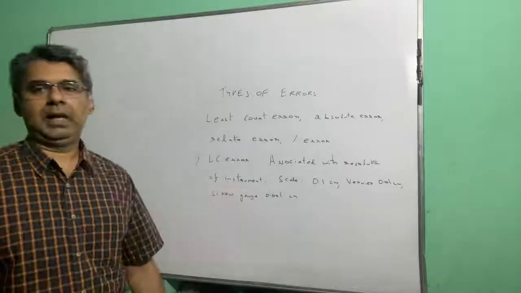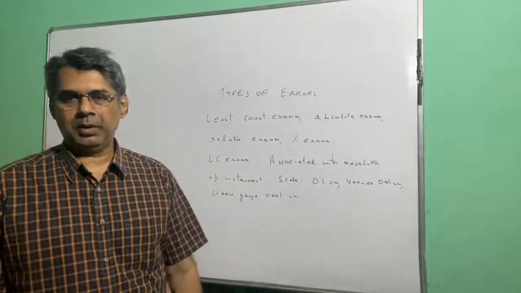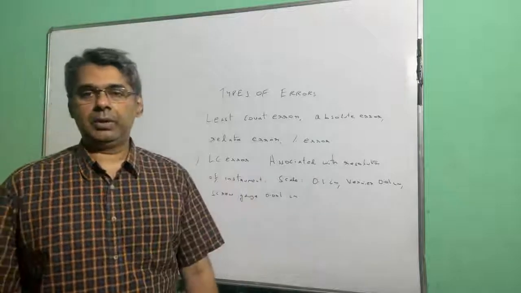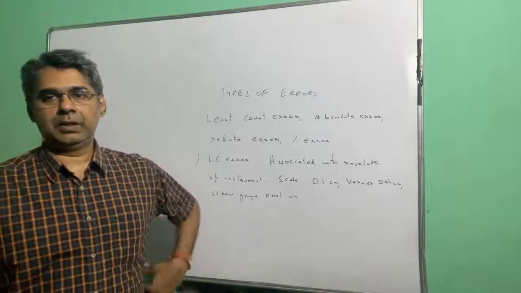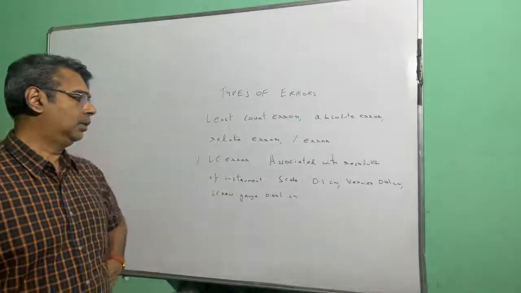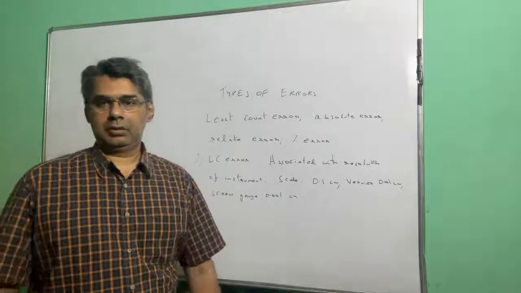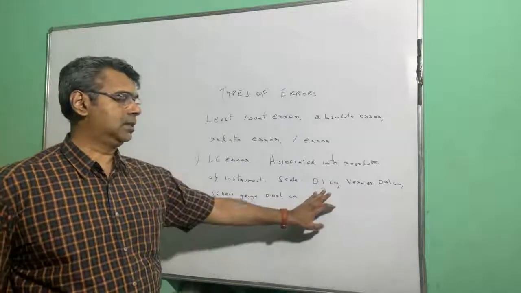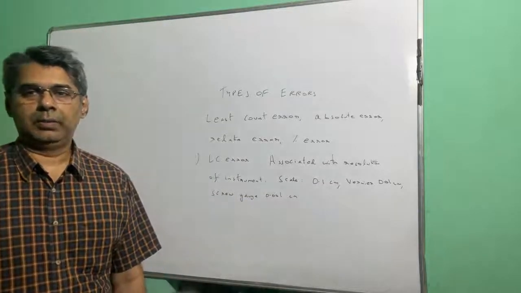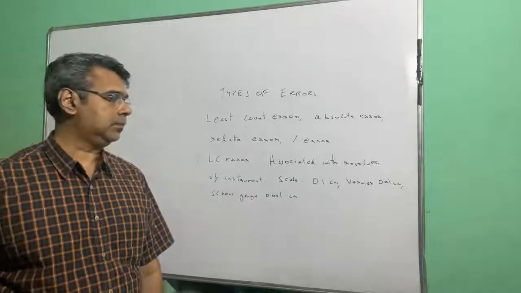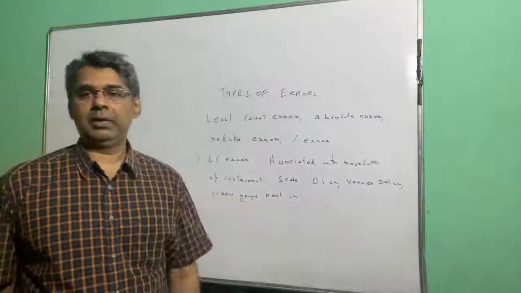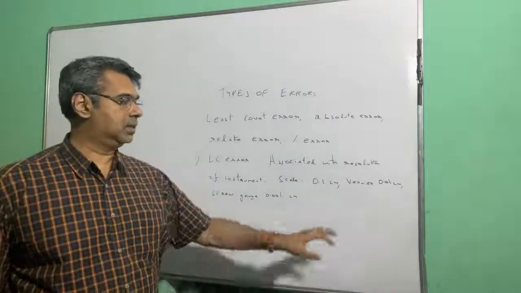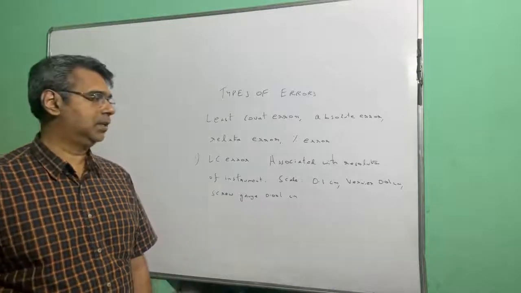The first one, and some of these we have already spoken about earlier, so it's a kind of recap: least count error. Like I told you, it is associated with the resolution of the instrument. For example, in your geometry box or pencil box, you have a scale. That scale has 0.1 centimeter least count. So this is the maximum error you can make whenever you are making any measurement with a geometry box scale, 0.1 centimeter.